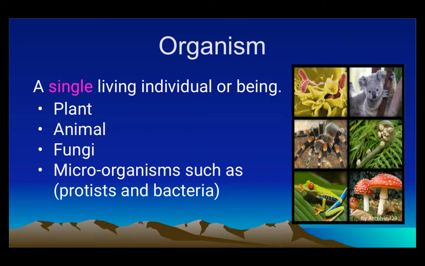The last, smallest, most narrow level of organization is the organism. And that's one single living individual or being, like you or me. It can be a plant, an animal, a fungi, or protists or bacteria, the microorganisms. But it's one individual out of that species. So those are the levels of organization from the broadest biosphere down to the smallest organism. Now you can complete your activity.